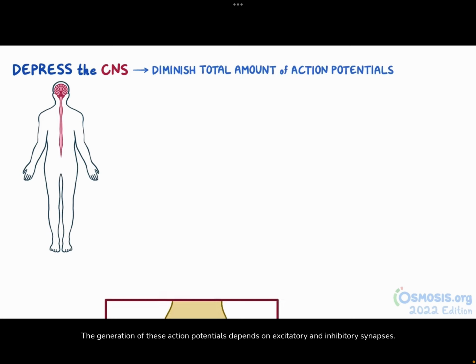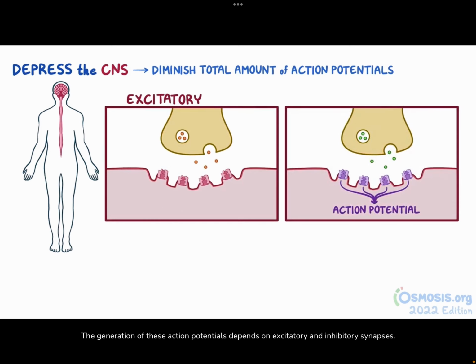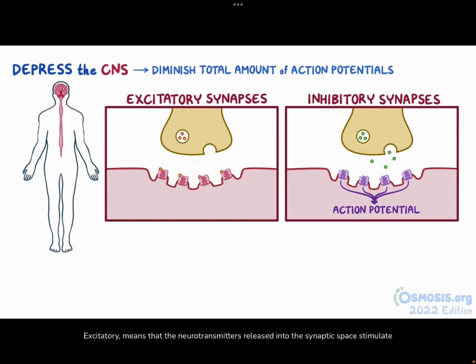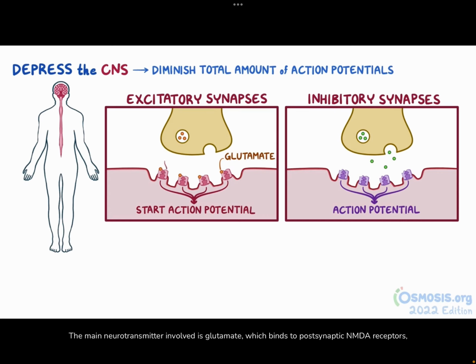The generation of these action potentials depends on excitatory and inhibitory synapses. Excitatory means that the neurotransmitters released into the synaptic space stimulate the postsynaptic neuron to start an action potential. The main neurotransmitter involved is glutamate, which binds to postsynaptic NMDA receptors. So, some general anesthetics work by blocking these receptors.